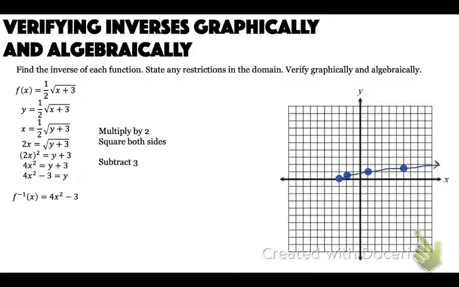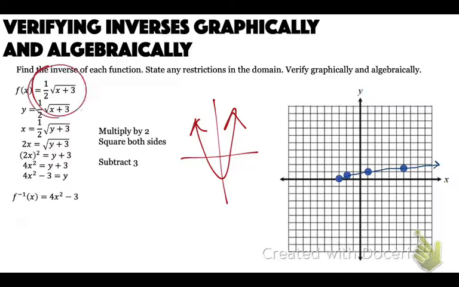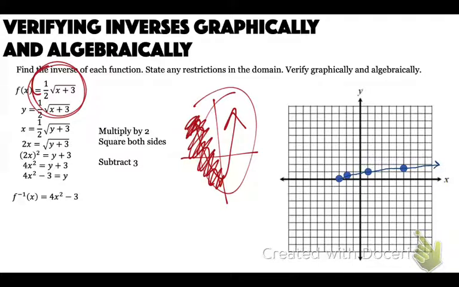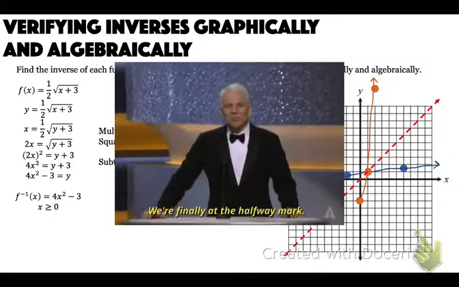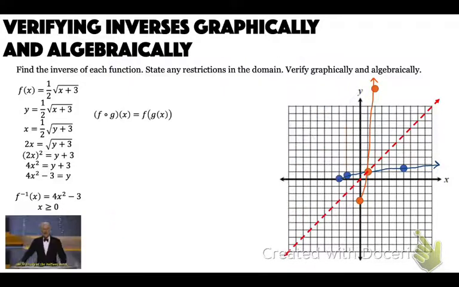Now, if I was to graph 4x squared minus 3, it looks like this, right? But anytime you have a square root function, this is not going to be the inverse of this. So I need to ignore the whole left side of this. And that is what it is. So I do have a restriction on my domain: x has to be greater than or equal to 0. If you graph it, it looks like that. Okay, and so that does reflect over that line, so we're good. And now we're at the halfway mark.